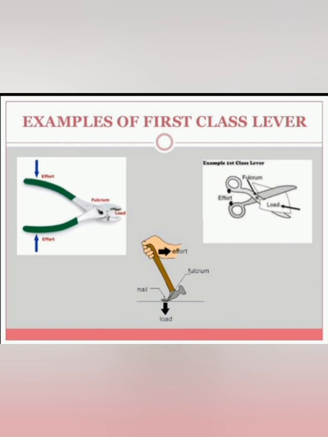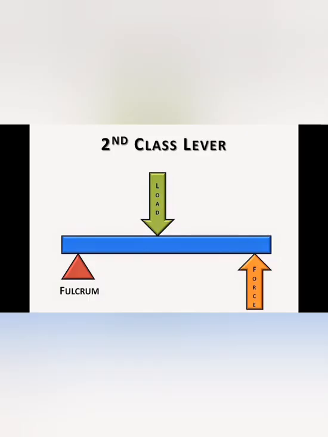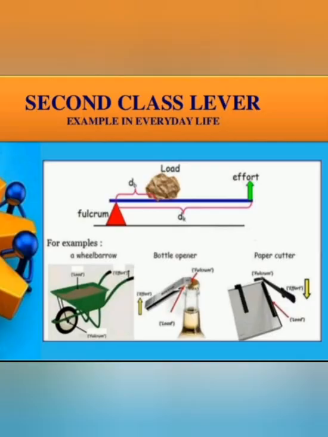The next one is the second class lever. In this kind of lever, the load is in the center, the effort acts at one end and the fulcrum is at the other end. The best examples for second class levers are bottle opener, nutcracker and wheelbarrow. Second class levers are completely opposite of first class levers.